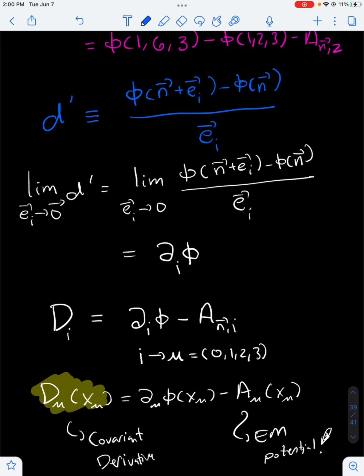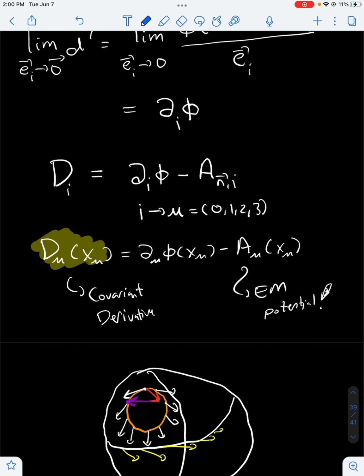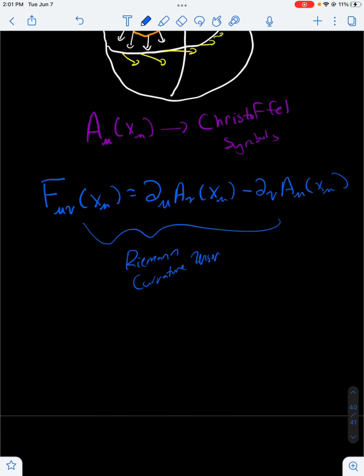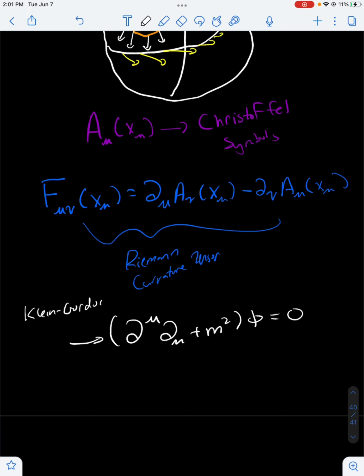So it turns out that we can use this covariant derivative even more to connect different fields together, and I'll show you guys what that means right now. So here's our Klein-Gordon equation: partial mu partial mu plus m squared phi. That's our Klein-Gordon equation, and we should already be familiar with it.